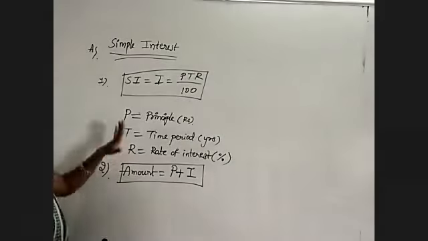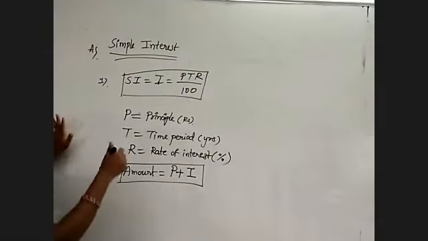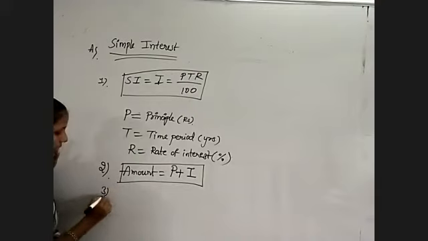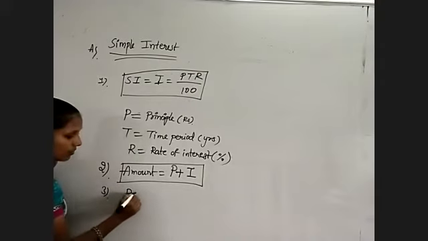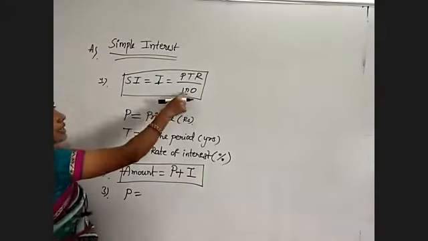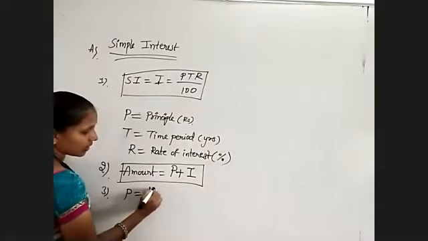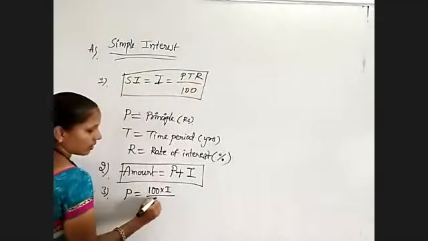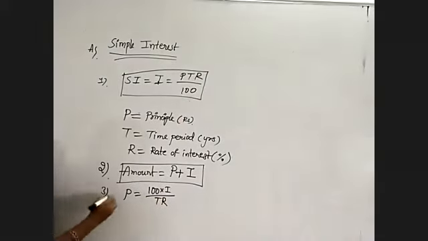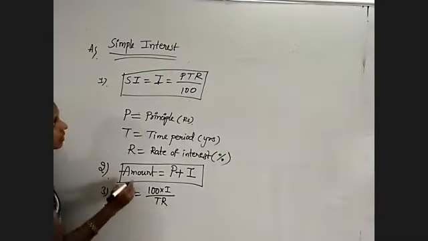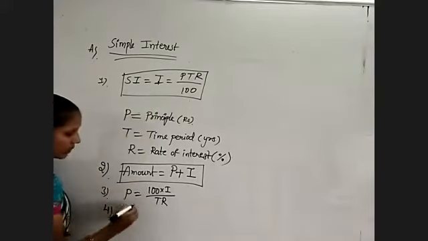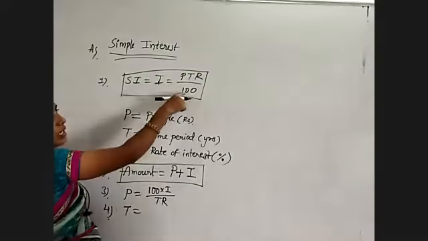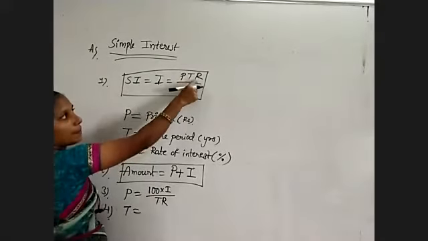So here I am not writing the remaining formulas, because from the first formula we can write the formula for principal, that is P = 100 into I by TR. Yes or no? And the fourth formula, for T, is the same thing: T is equal to, from this formula only, 100 into I by PR.